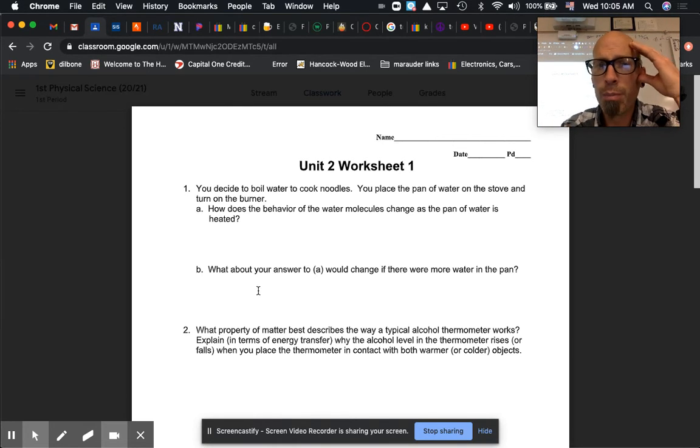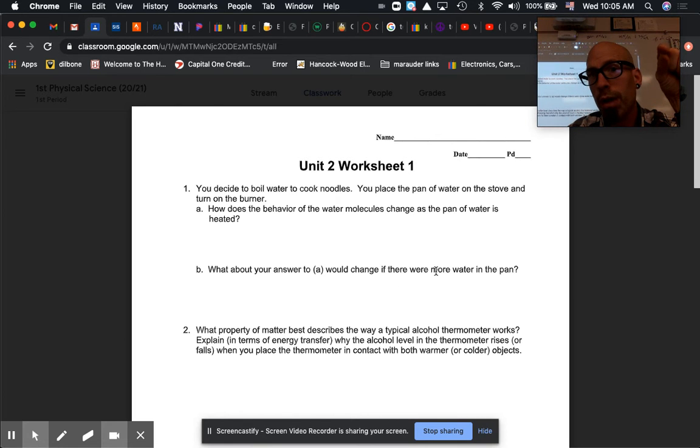And so the question for B here was, what changes if there's more water in the pan? And you all said nothing changes. The particles are still gaining energy. They're still getting faster. They're still getting a little bit further apart, and then eventually they reach boiling temperature. So that's all true. But then you also said that this was going to take what?